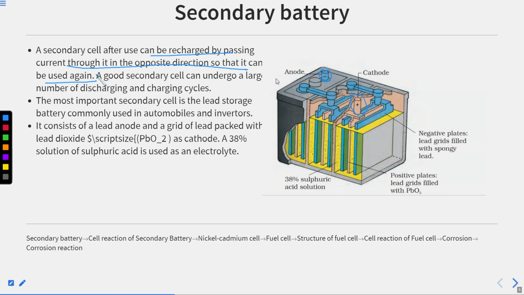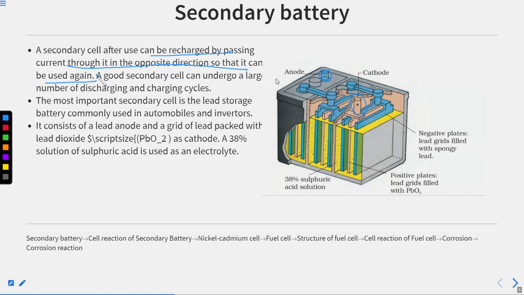Then you will supply current to charge this battery from cathode to anode. The electrons will now move from cathode to anode, in the opposite direction. So the reaction you have done to get electricity, you are reversing, getting your reactants back so that this reaction can be done again and you can get electricity again. So that it can be rechargeable.